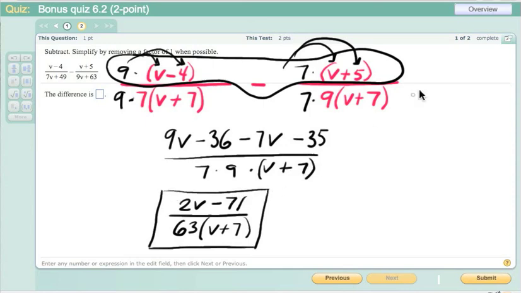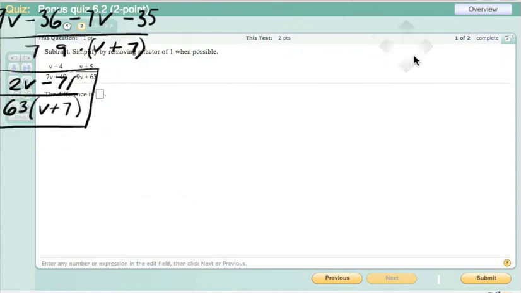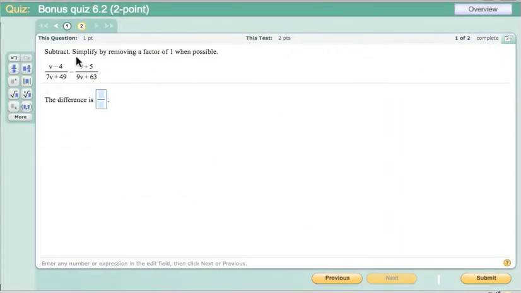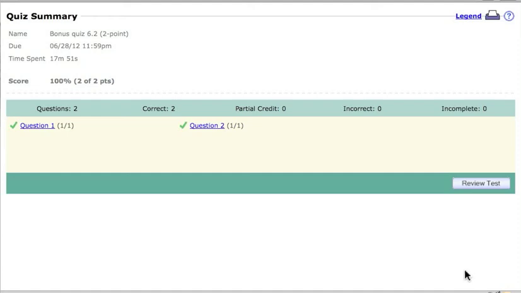So let me go ahead and move this aside. We'll put in this fraction. On top we had 2v minus 71, and on the bottom we had 63 times the quantity v plus 7. I think it looks good to go. Let's do a submit. And they're both correct.